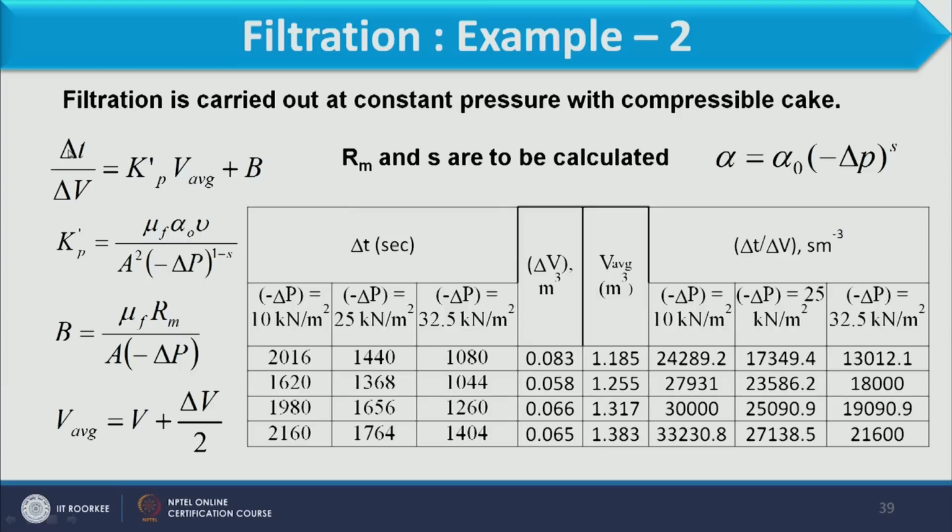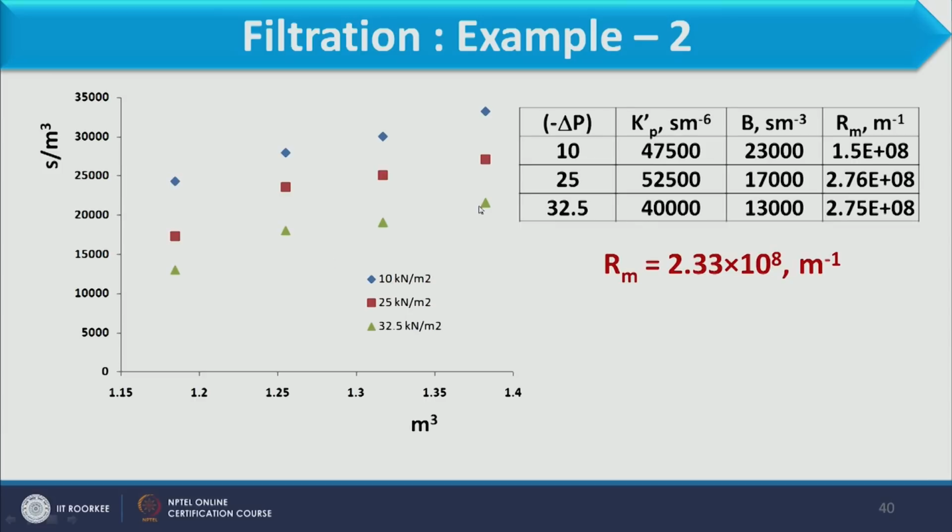So here we have to find delta T by delta V and V average. Delta T for all different pressures we can find, as we have discussed in the last example. Delta V we can calculate because the volume corresponding to time is known. Further, V average we can calculate, as we have seen in the last example. And similarly delta T by delta V can be calculated for different pressures. Now we have to draw the graph between delta T by delta V and V average. So you see here for three different pressures, three lines are there.